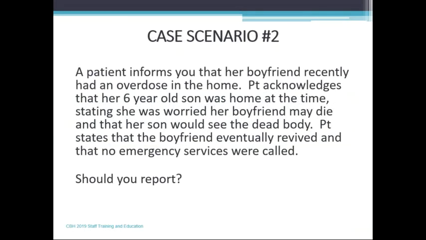So the next case scenario, a patient informs you that her boyfriend recently had an overdose in the home. Patient acknowledges that her 6-year-old son was at home at the time, stating she was worried that her boyfriend might die and that her son would see the dead body. Patient states that the boyfriend eventually revived and that no emergency services were called. Should you report? So let me know your thoughts on that one.